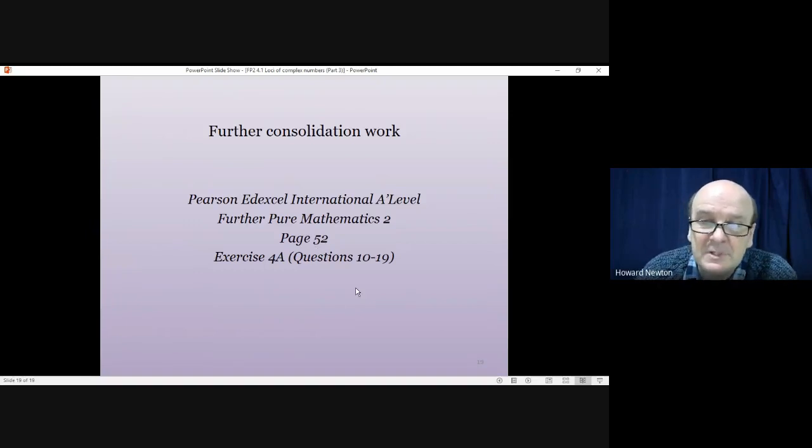Okay, that gets us to the end of the lesson. If you have the textbook, turn to page 52. And you can now do all of the questions from exercise 4A, but questions 10 to 19 are the ones that we haven't looked at so far.